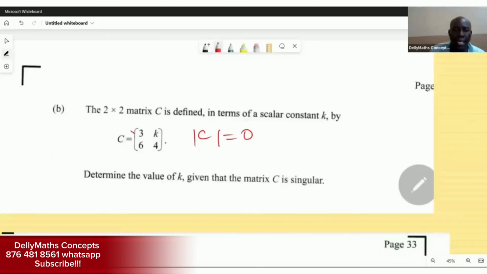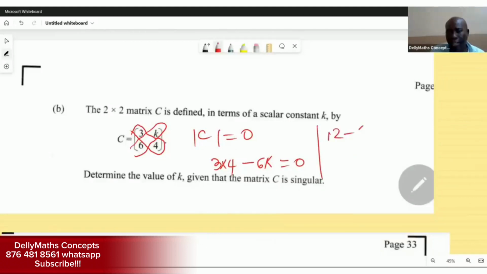means that we're going to take the product of the leading diagonal, which is 3 times 4, and I'm going to subtract the product of the non-leading diagonal, which is 6 times k, and this should equal 0. Let's continue working. 12 minus 6k is equal to 0. 12 is equal to 6k.